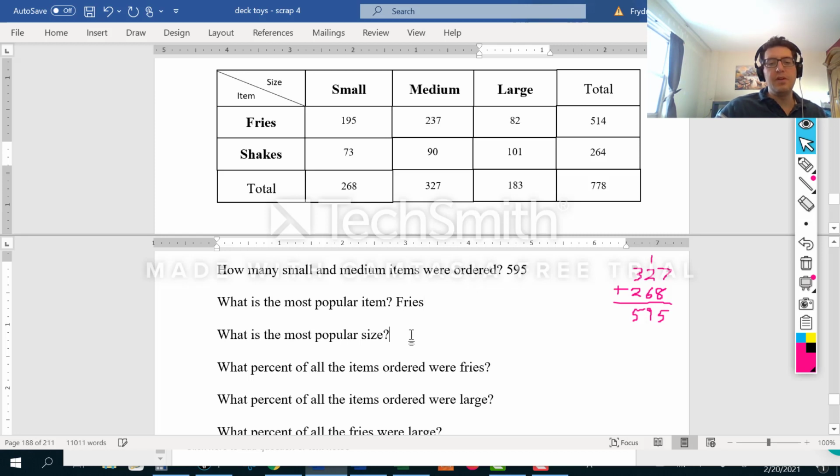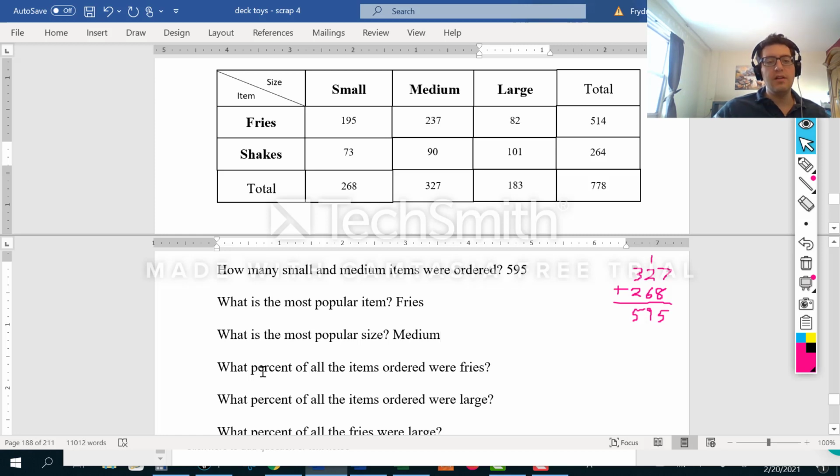What is the most popular size? So now we're going to go down here to these totals of sizes, right? So there were 268 small items which were ordered, 327 medium items, and 183 large items. So the biggest number there is 327. So it looks like the medium size is the most popular size.